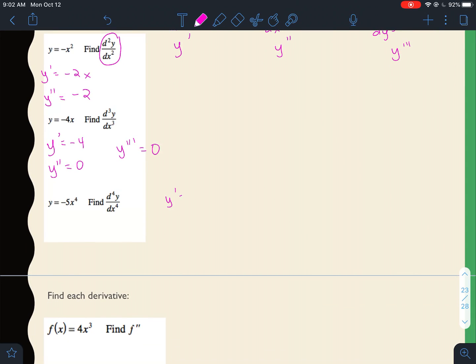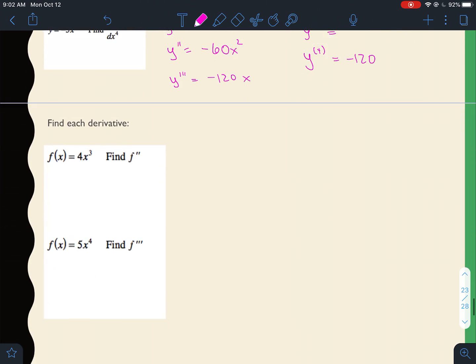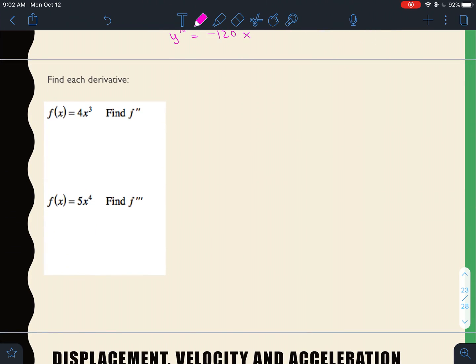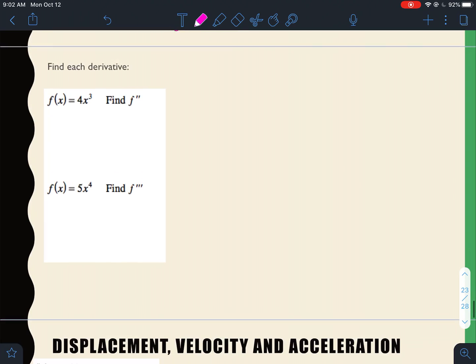The next one wants us to find the fourth derivative. Well, let's find the first derivative first. The first derivative would be negative 20x to the third. The second derivative would be negative 60x squared. The third derivative would be negative 120x. So the fourth derivative, or instead of putting all those little prime signs, you can just do y, and then in parentheses 4, would be negative 120. You guys go ahead and find these two, and you can check your work against the finished notes from class today. So pause the video and try those two.